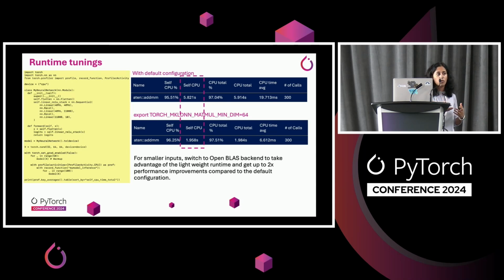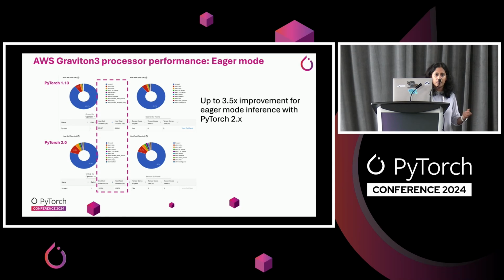So my recommendation for you is, please try both the backends for your workload and pick the one that gives the best performance, because the difference is so huge, almost 2x. So it's highly recommended. We have seen the features and we have seen how to tune them. Now let's look at some real data.